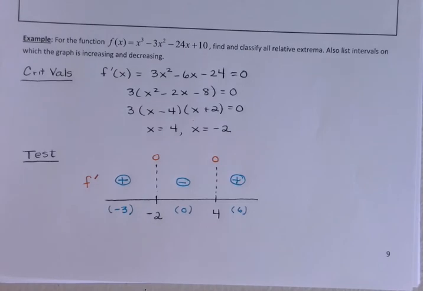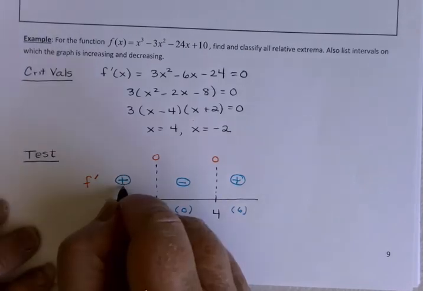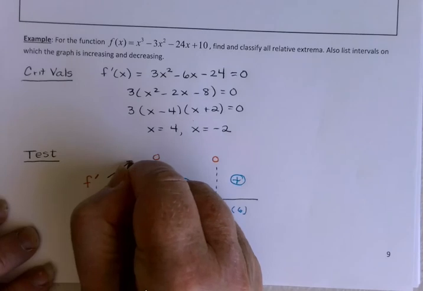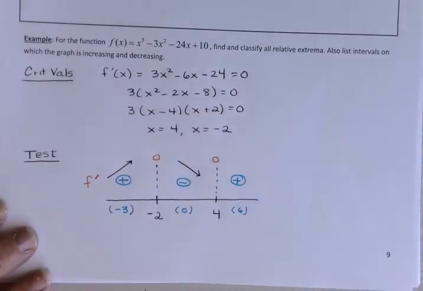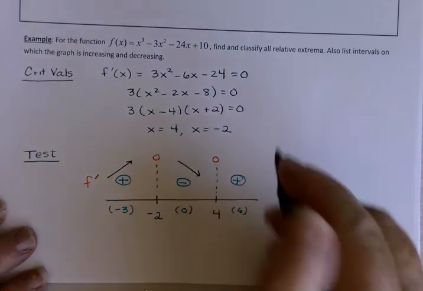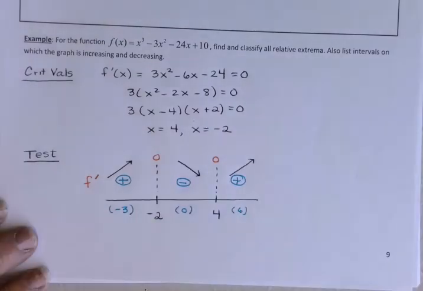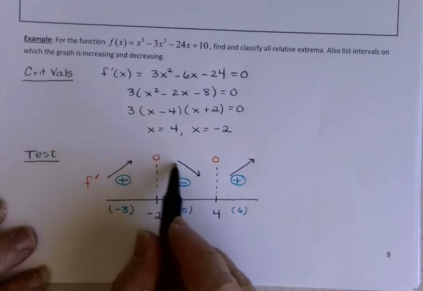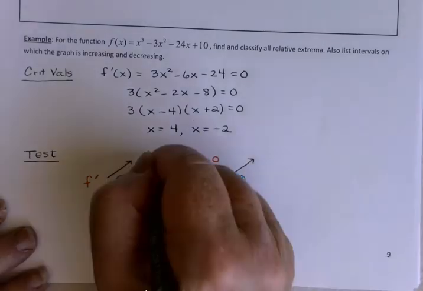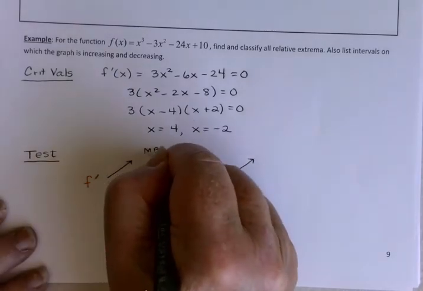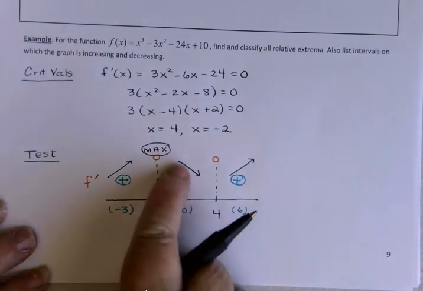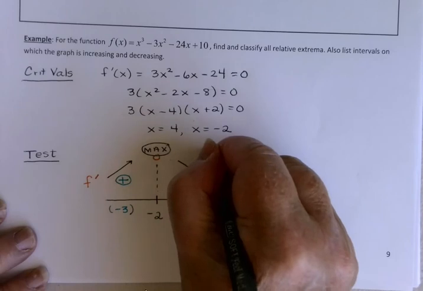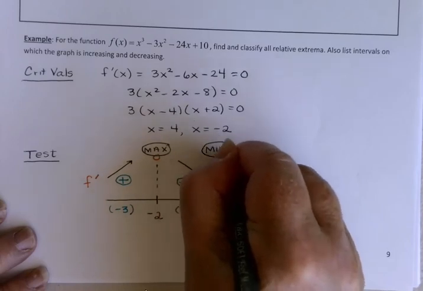So what does this tell me? Well, it tells me that the function was increasing, going up here, decreasing downhill with a negative slope there, and then increasing with a positive slope here. So if you just look at the shape of that, we can see that we have to have a maximum at negative 2, and then down to up, we have to have a minimum at 4.